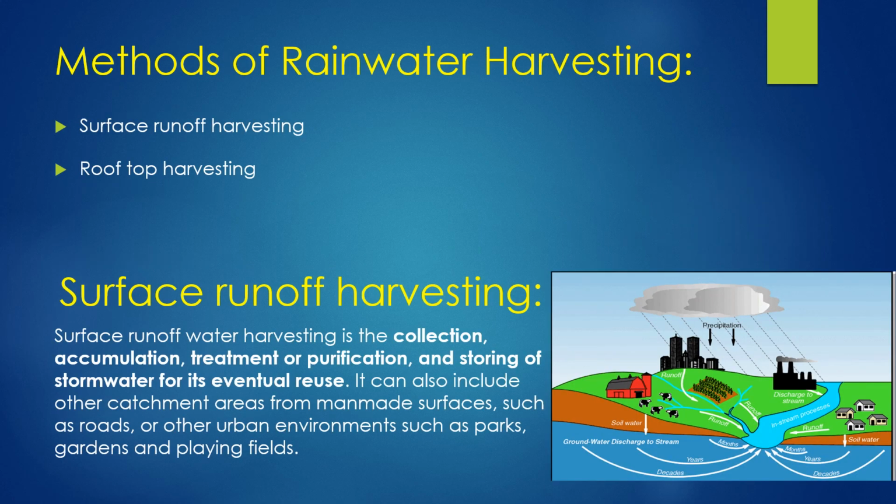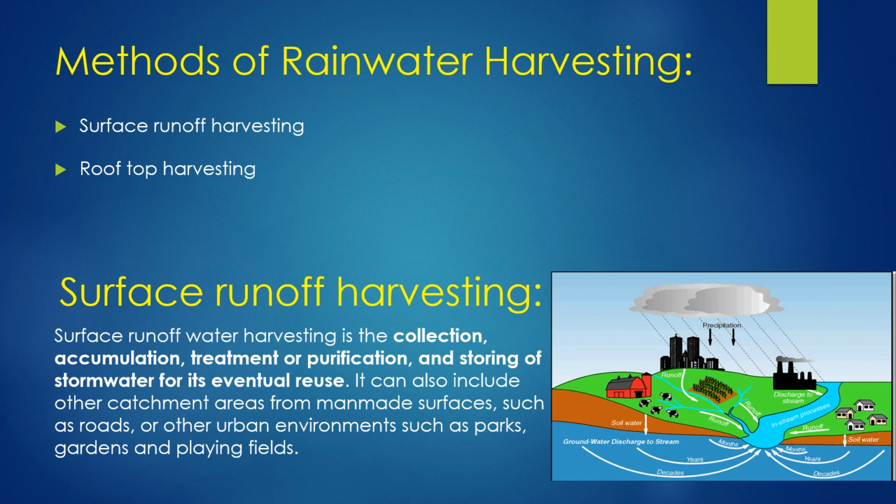The methods of rainwater harvesting. Basically there are two types of rainwater harvesting. The first is surface runoff harvesting and the second is rooftop harvesting. First let us see about surface runoff harvesting. First let us see what is runoff, that is the storm water.